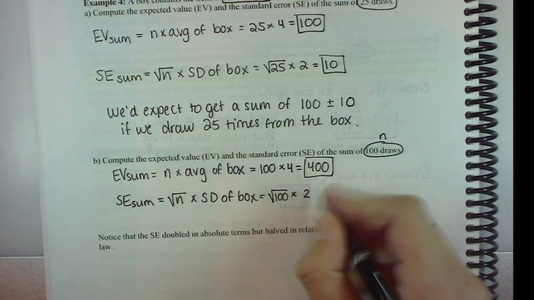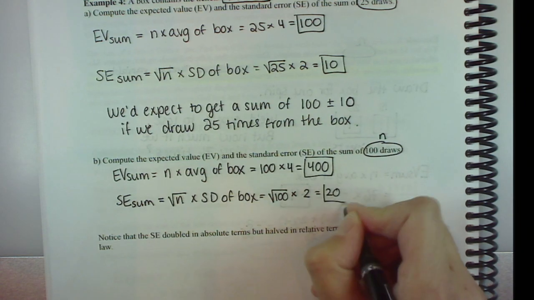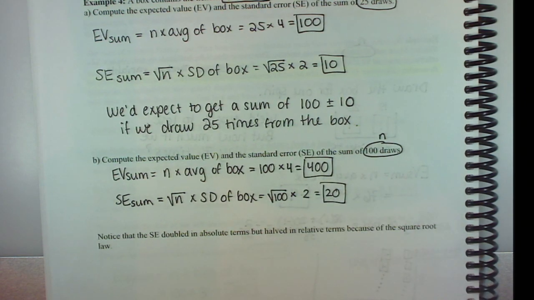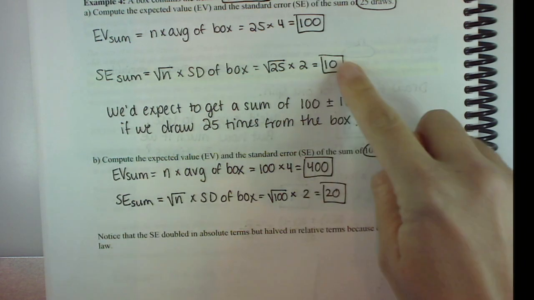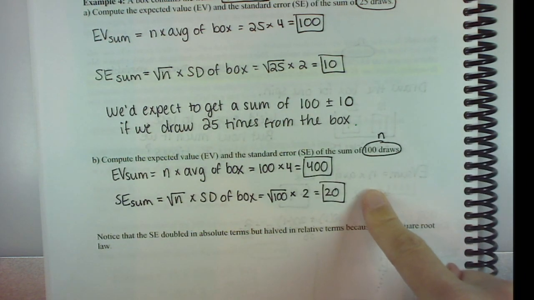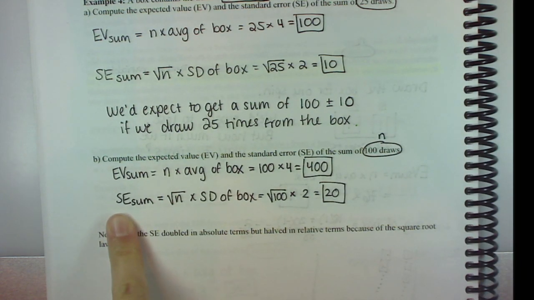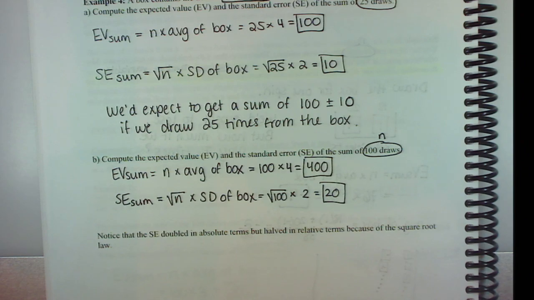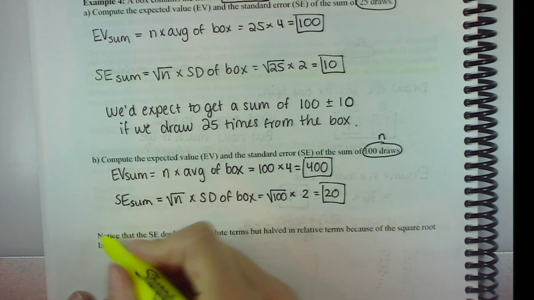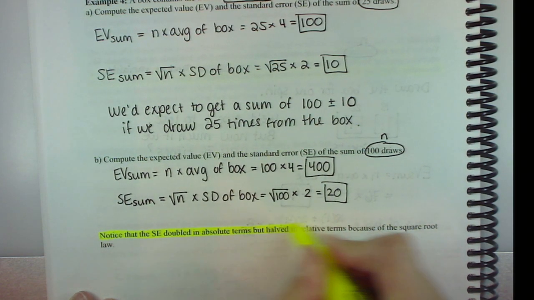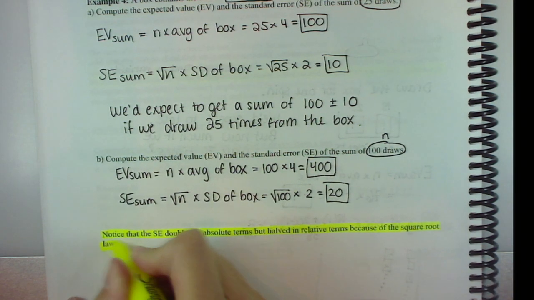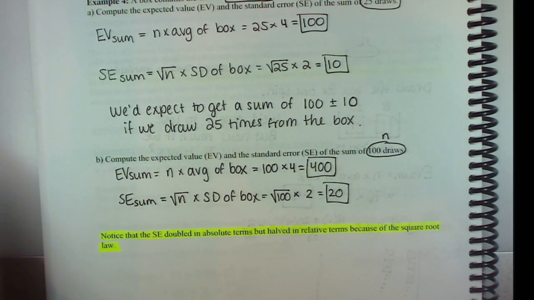So what is this? 10 times 2, so I get 20. So we can see that with the standard error, it's not really a direct relationship because here it was 10, here it was 20. N went up by a factor of 4, but the standard error increased by a factor of 2, which is the square root of 4. So it says, take note that the square root law came into play.